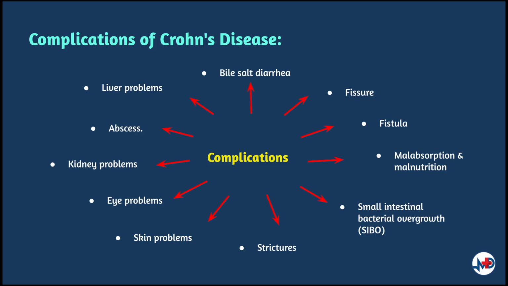Fissures. This is a painful tear in the lining of the anus and it can cause bleeding during bowel movements. Fistulas, where sores or ulcers can turn into openings called fistulas that connect two parts of the intestine. They can also tunnel into the nearby tissues like the bladder, vagina, and the skin. Not forgetting complications such as malabsorption and malnutrition.